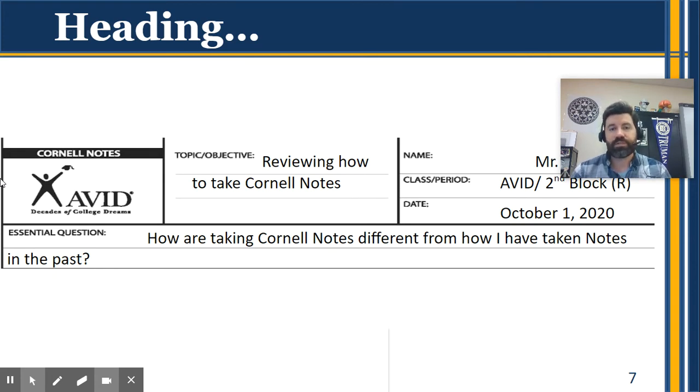We want to make sure that we have that essential question. Again, that helps when you're going back and you're looking over your notes in review. You've got a decent idea of, well, what are these notes all about? What is it that we're trying to accomplish with these notes? What is the essential information that I'm trying to gain?